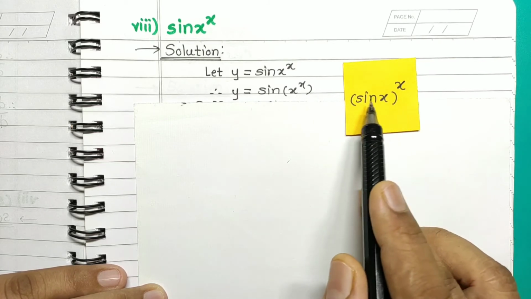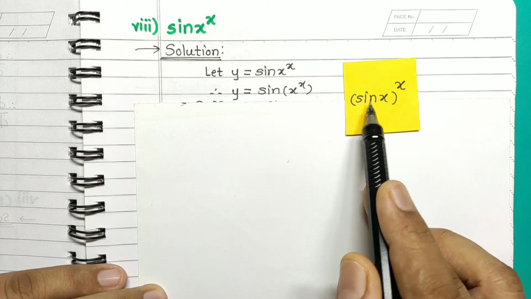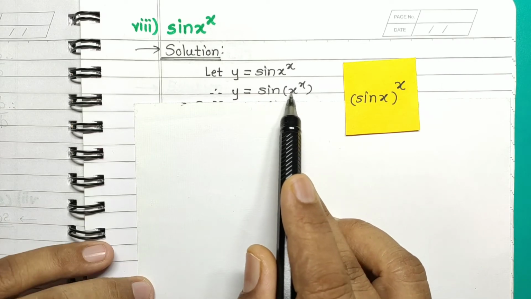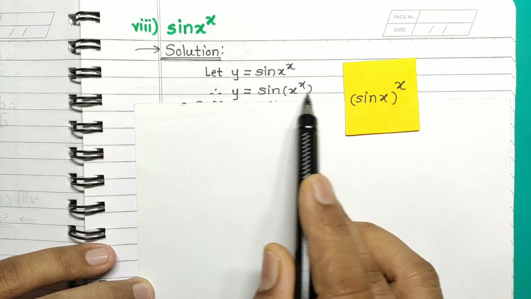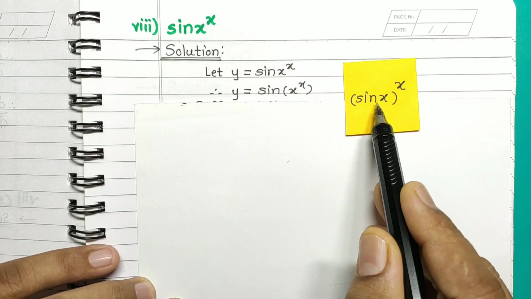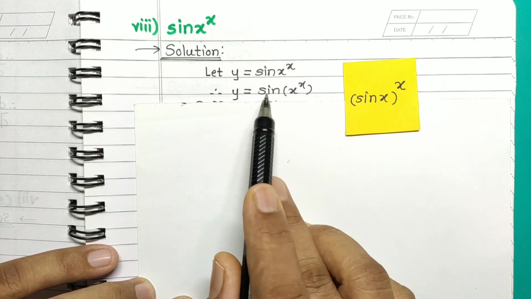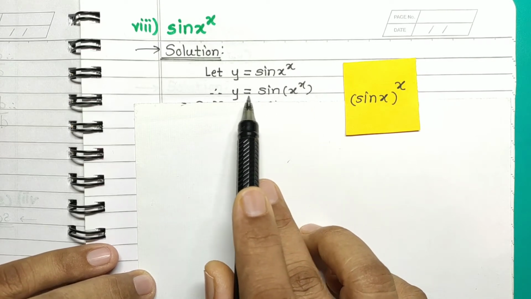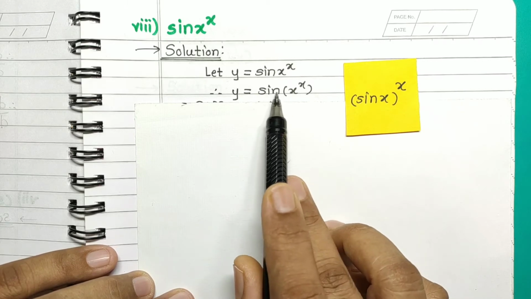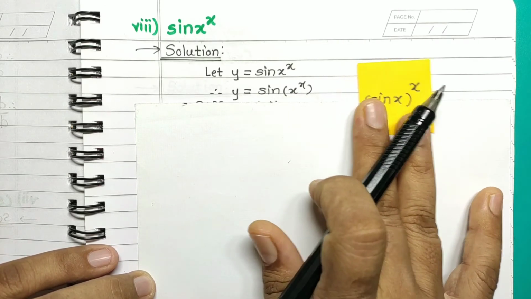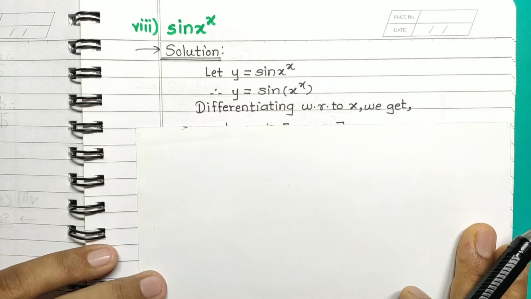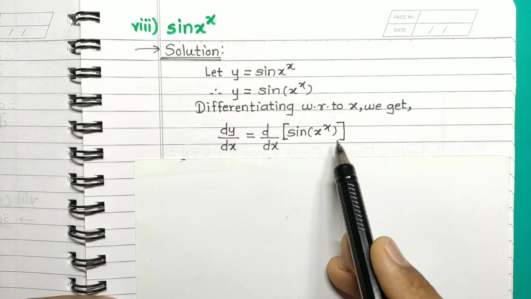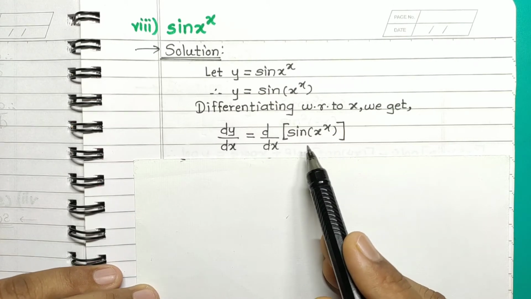What you observe here, x is the power of this whole bracket which contains the sin x function, and here x is the power of just x only. So you note this difference here. Here it is function raised to function, but here it is sin of something. So for its derivative we are going to treat it as sin of something. So differentiating with respect to x, here we get dy by dx is equal to d by dx of sin of something, sin of x raised to x.